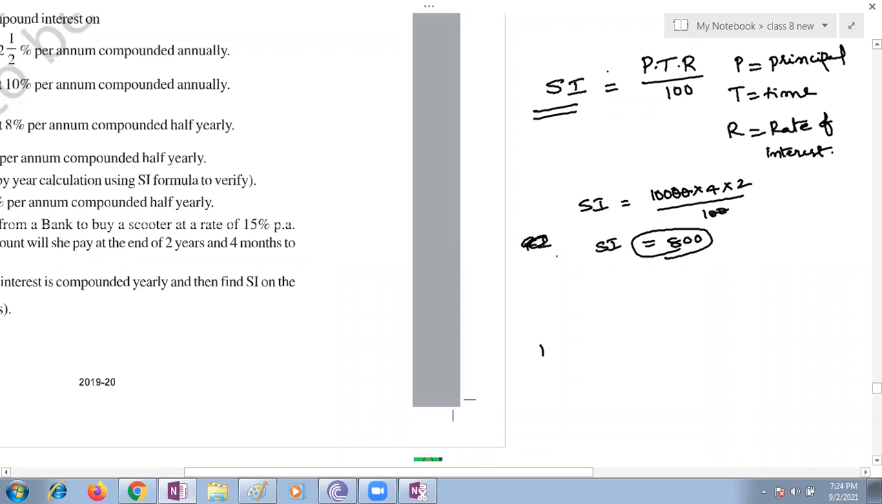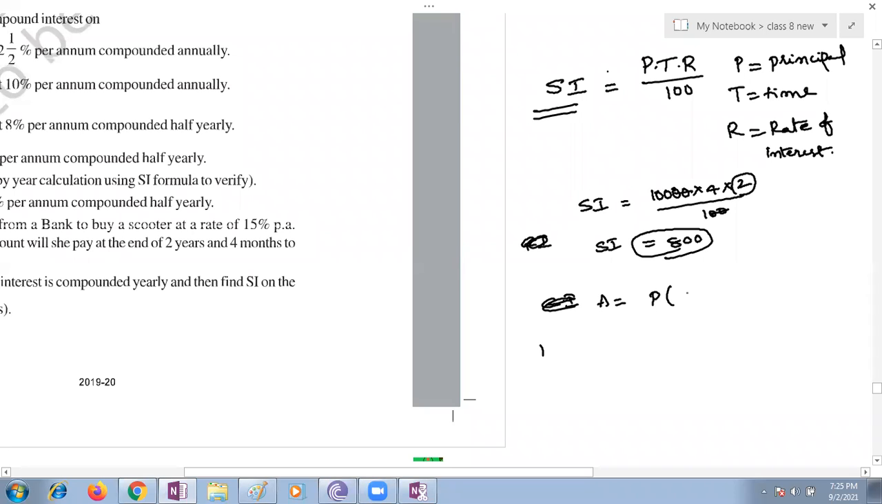Coming to compound interest, they are going to specify annually or half yearly. Suppose you want to find compound interest for 2 years, compounded annually. The conditions are also given: compounded annually, compounded half yearly, compounded quarterly, like that. But in this case, I'm doing compound interest calculated annually. For that we have one formula to find the amount.